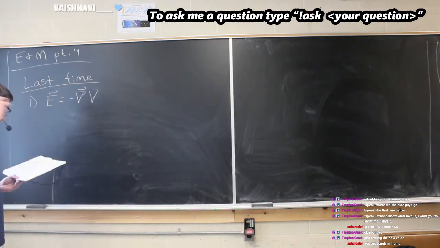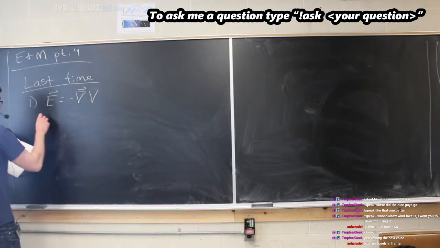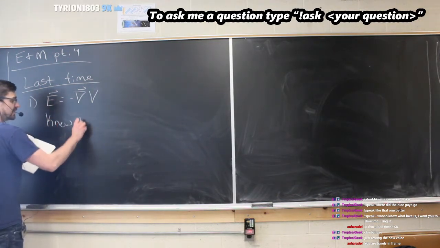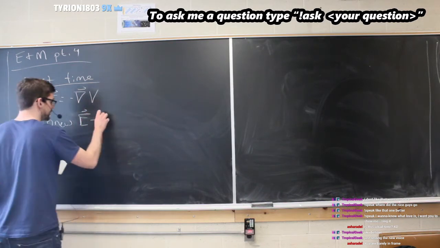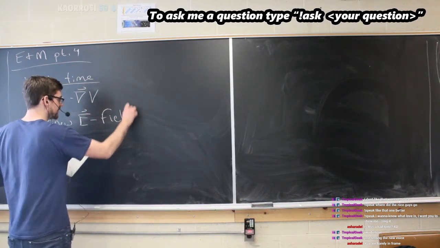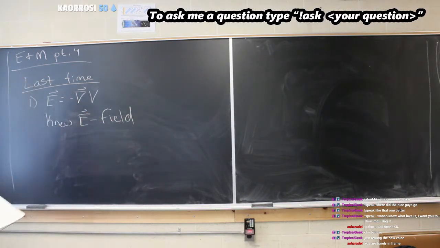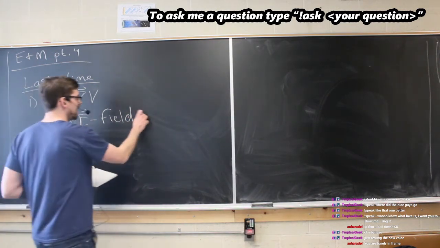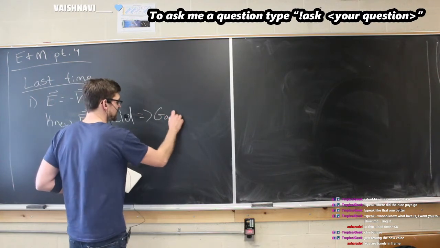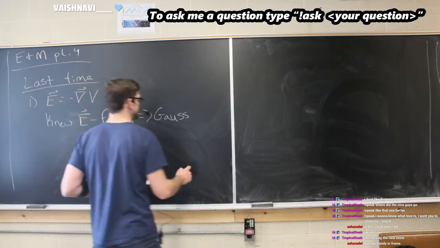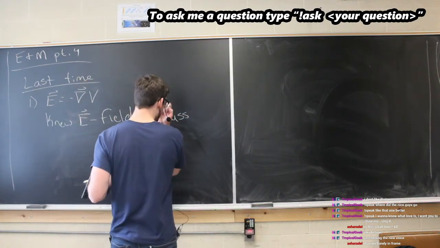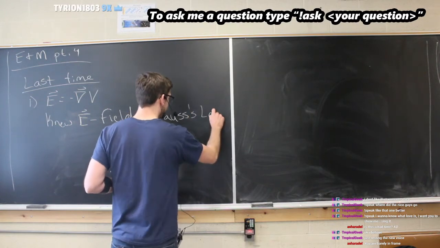So we did it that way, and the point of this was we knew the electric field because we solved for Gauss's law. So we started with the electric field by solving it with Gauss's law, and then we were able to take the derivative or take the integral of that in order to find the potential.